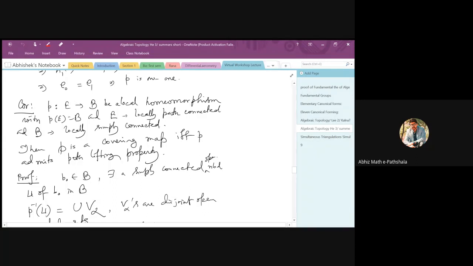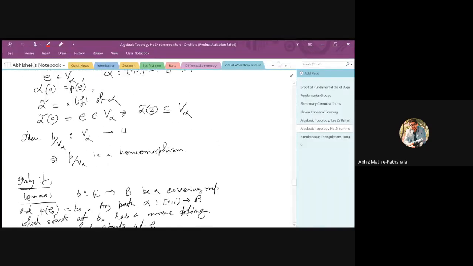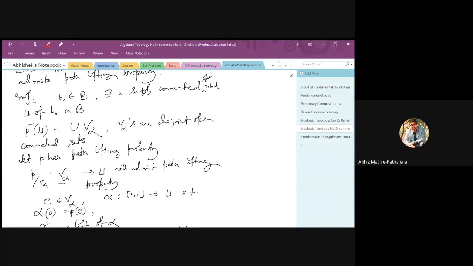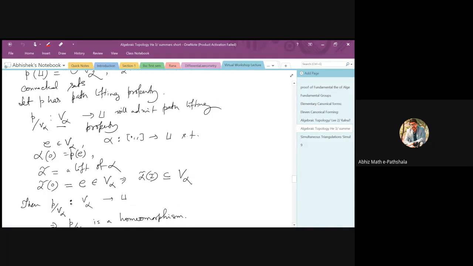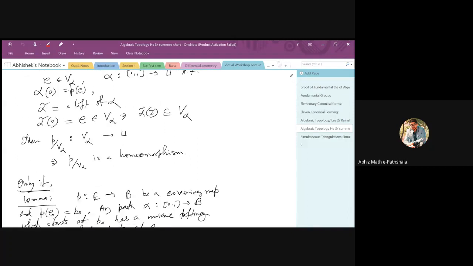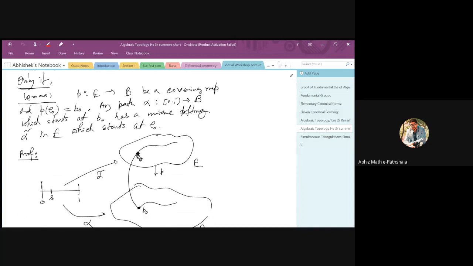And in my previous lecture, I have already proved the if part, that is, if P has the path lifting property, then it is a covering map. And for the only if part, I have already proved the lemma where I finished my lecture.